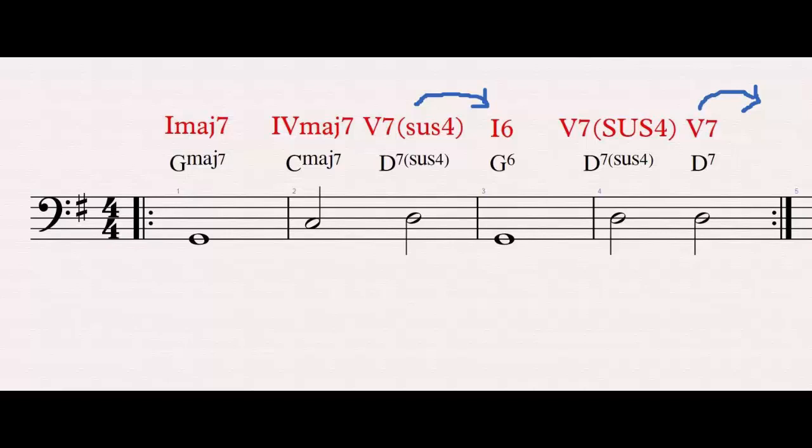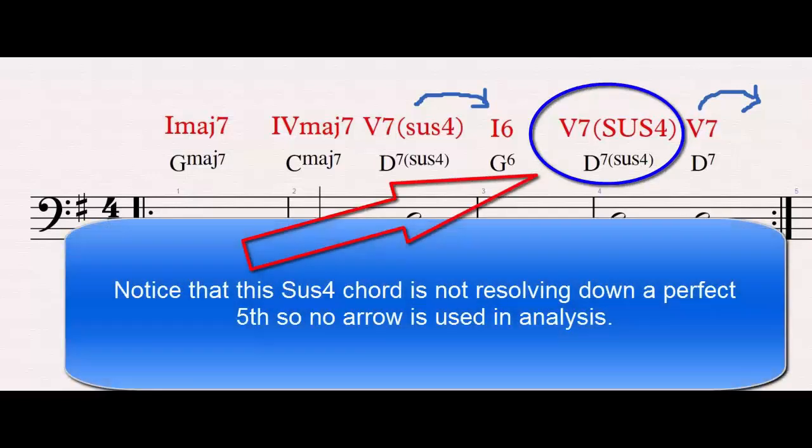If we look in this example, you can see that I put the 5/7 sus 4, which goes to a 1/6 chord, i.e. D7 suspended 4 going to G6, as a dominant type function because it's going down a perfect 5th. So I put in the arrow of dominant function moving. Notice that this suspended 4th chord is not resolving down a perfect 5th, so no arrow is used in the analysis.